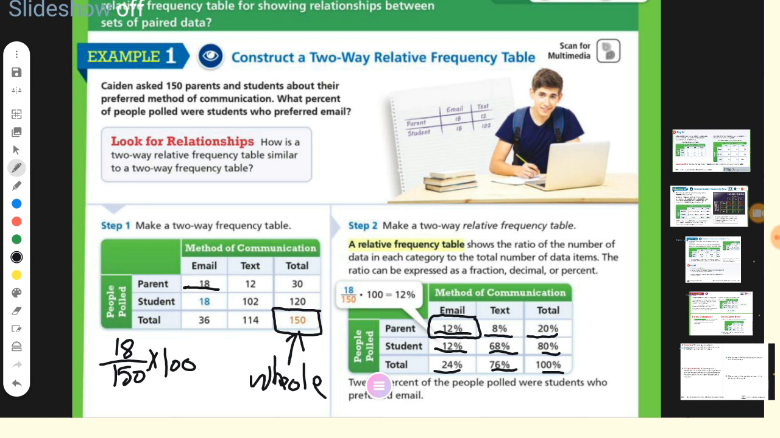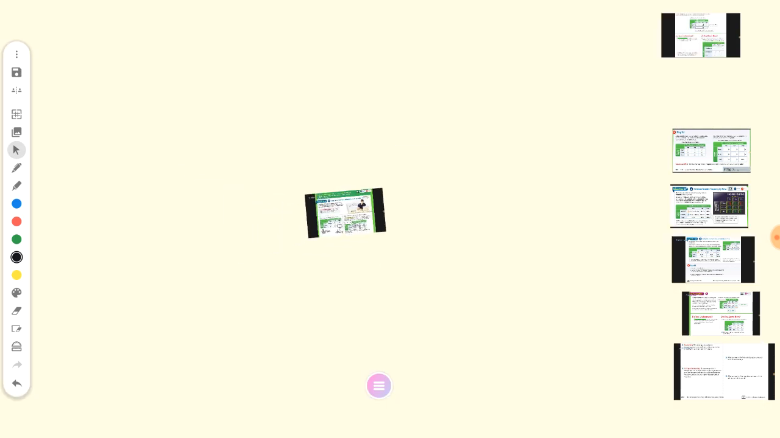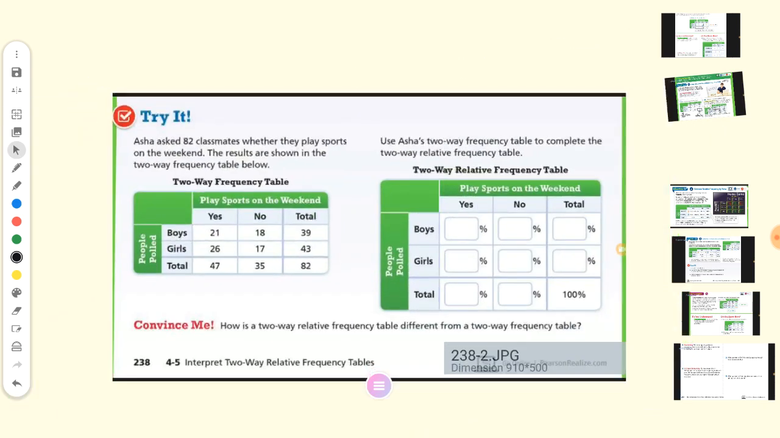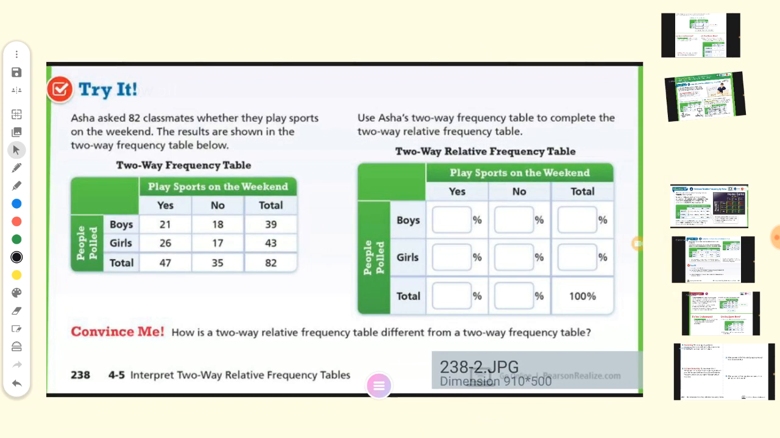Okay, let's take an example and do it by ourselves. The Try It one, we'll solve it together. What is the whole number here from the beginning? We need to find the whole number. So we ask, 82 students. How many did we ask? 82. Okay.